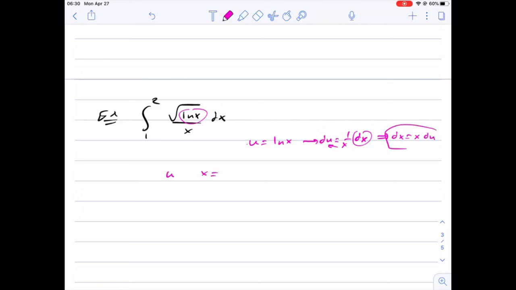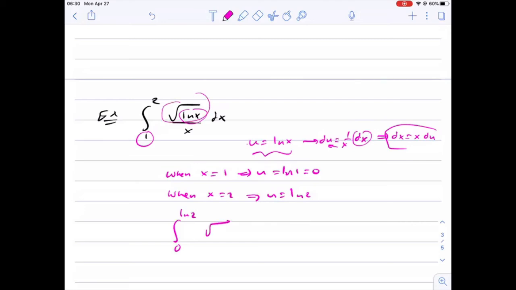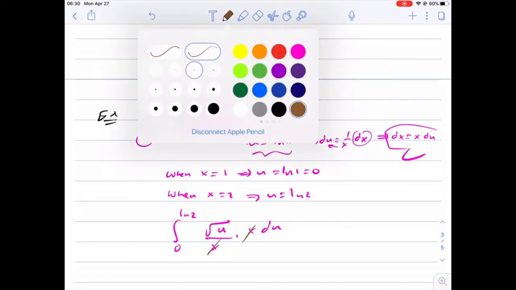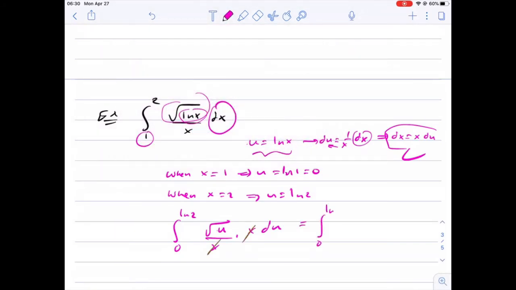Now when x equals 1, u equals natural log of 1, but natural log of 1 is 0. When x equals 2, then u is natural log of 2. So the integral becomes the integral from 0 to natural log of 2 of square root of ln x over x. Ln x is u. Now what is dx? dx is x du, and then we eliminate all x's and we get the integral from 0 to natural log 2 of u to 1/2, because square root of u can be written as u to 1/2, du.